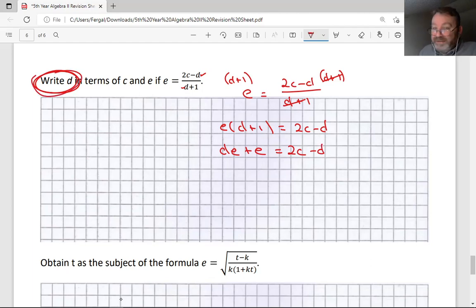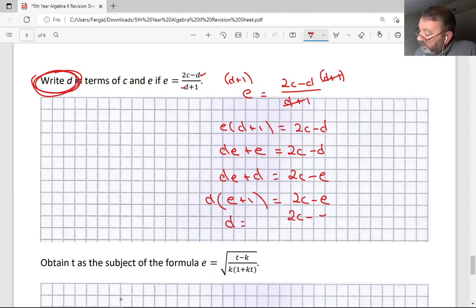And because d is my interesting term and it's in two places, get it to the same side of the equation. de, bring that minus d over here, plus d is equal to 2c, and get that plus e over the other side. Take out d as a common factor. And then finally, because e plus 1 is multiplying d, it will divide on the other side, 2c minus e over e plus 1. And there's d.